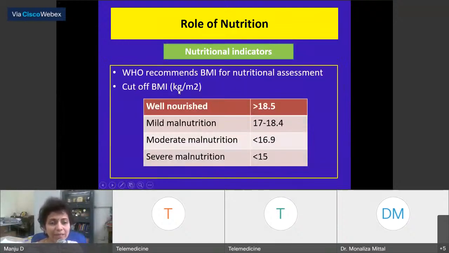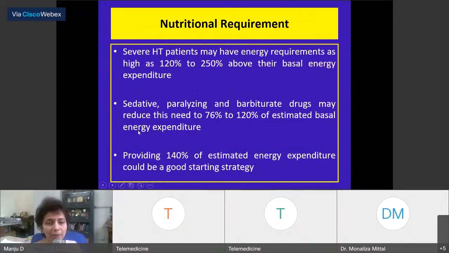So based on body mass index, WHO has classified malnutrition into different categories, and the cutoff is 18.5. More than 18.5 is normal; then there is mild, moderate, and severe malnutrition. So these are the parameters. You can look into the website and remember. Anything that is less than 18.5 is malnutrition, so we need to maintain a normal body mass index.